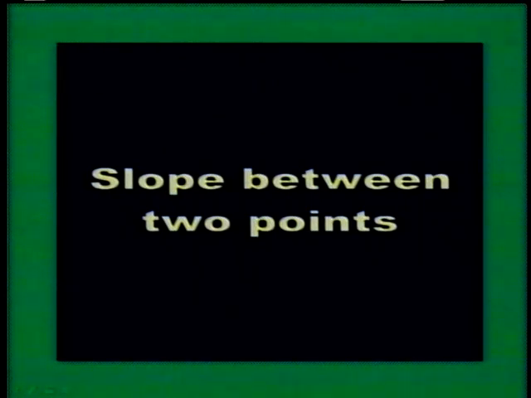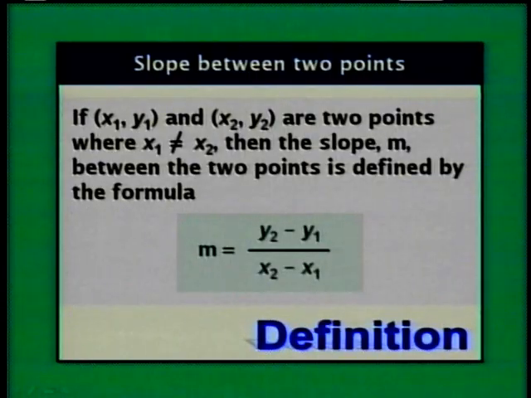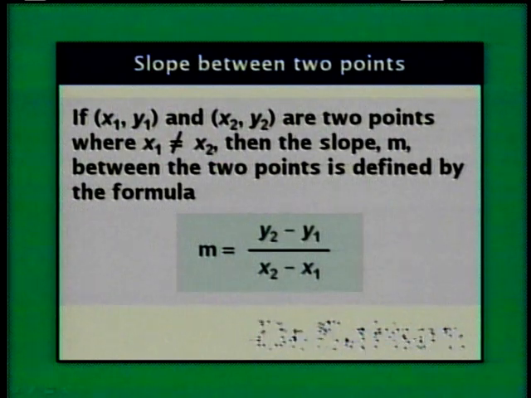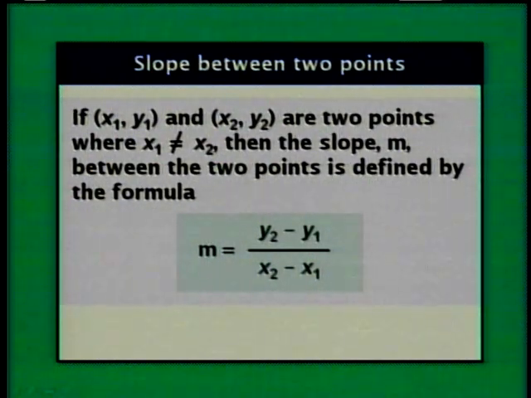So let's begin by talking about slope between 2 points. We're going to begin with a definition. If x sub 1, y sub 1, and x sub 2, y sub 2 are 2 points where x sub 1 does not equal x sub 2, then the slope m between the 2 points is defined by the formula m equals y sub 2 minus y sub 1 over x sub 2 minus x sub 1.